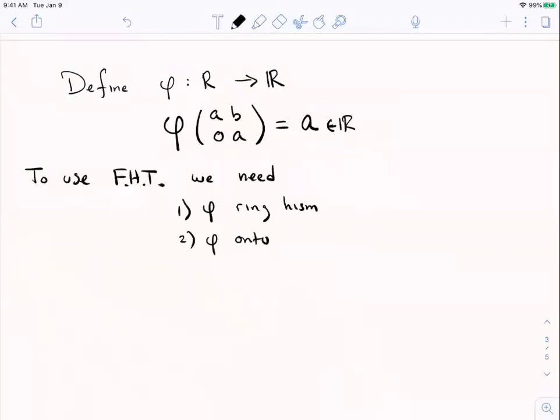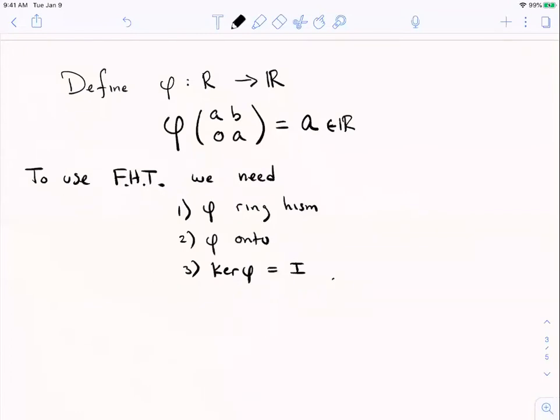I think that's kind of obvious, but we'll see it. And then we need to show that the kernel of phi is exactly this ideal R. So if we can do those three things, then the fundamental homomorphism theorem tells us that we are correct, that our quotient ring, our factor ring R mod I, is isomorphic to the field of real numbers.